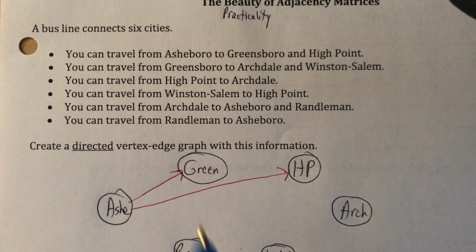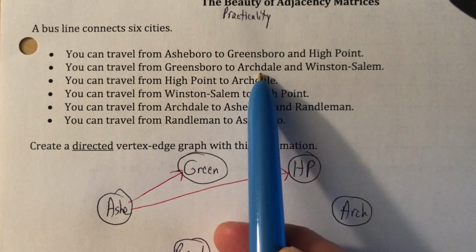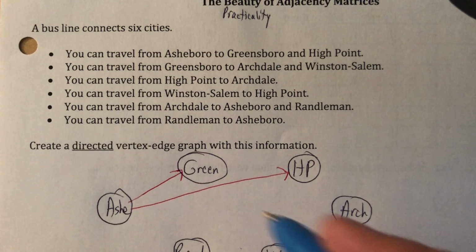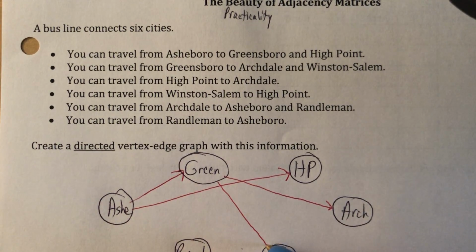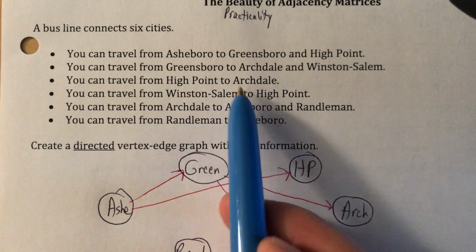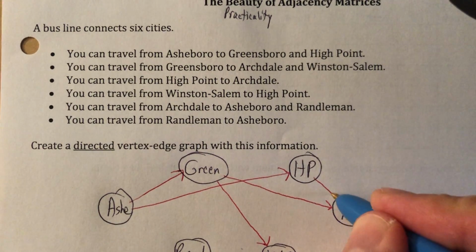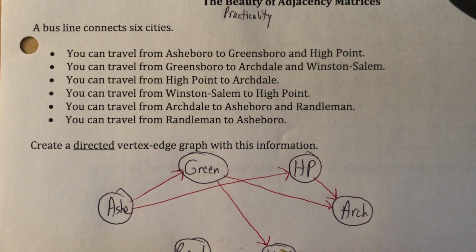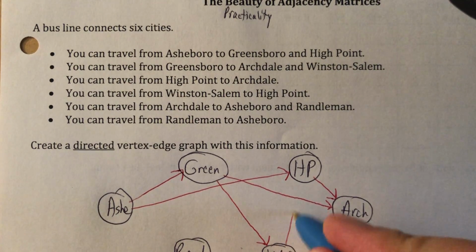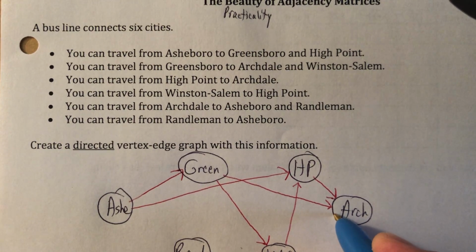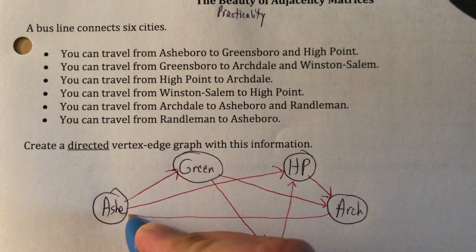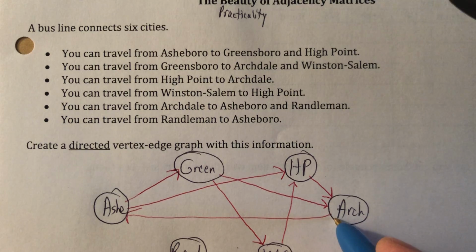Okay, next line. We can travel from Greensboro to Archdale and Winston-Salem. So from Greensboro, we could go to Archdale. We could also go to Winston-Salem. We can go from High Point to Archdale. We can go from Winston-Salem to High Point. We can go from Archdale to Asheboro. We can go from Archdale to Randleman.